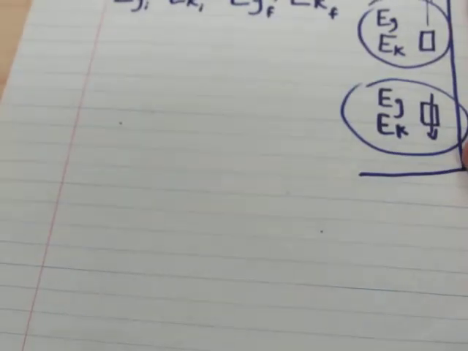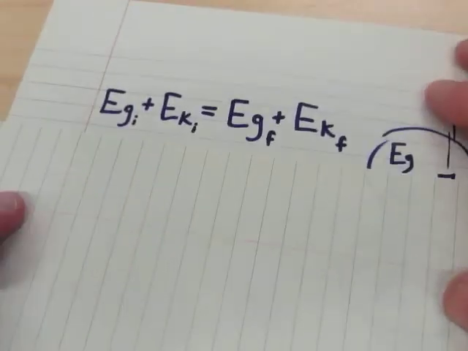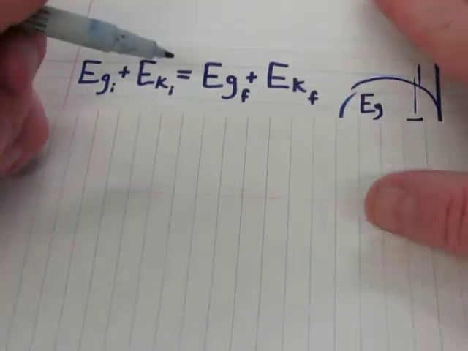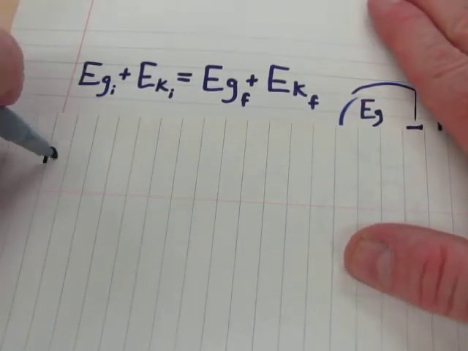I don't think I have enough room across the page to write this out, so let me get another piece of paper and stick it underneath here like that. Okay, so let's write all these formulas. Gravitational energy is mgh.